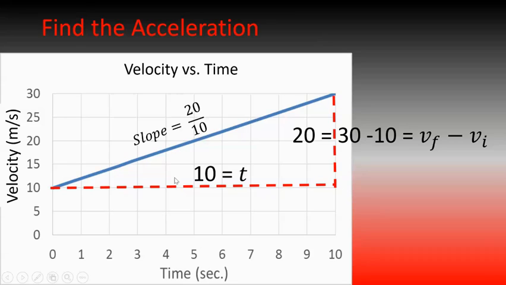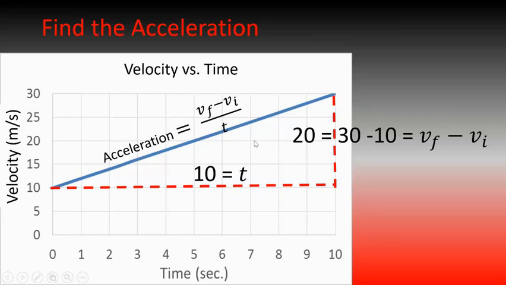Now what about the run, the number on the bottom when we find the slope? Well, that's just how much time goes by. Do you see that? It starts at 0 seconds, ends at 10 seconds. So really what we're doing is taking the difference between the final and initial velocity and dividing it by the time. Let's just replace numbers with letters. Acceleration is equal to final velocity minus initial velocity divided by time.